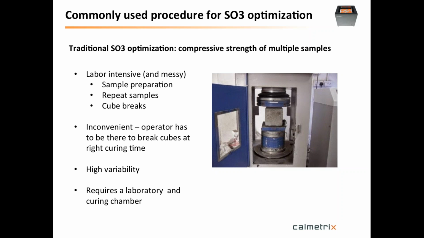And because it's cube strengths, you have to do repeat samples, because you cannot rely on one single result. You usually do 3, at the minimum 2, but usually 3 for each curing age for each mix. So very quickly you get 20-something different mixes, or cubes, that you have to prepare. It's inconvenient because your operator actually has to be there when you break the cubes.